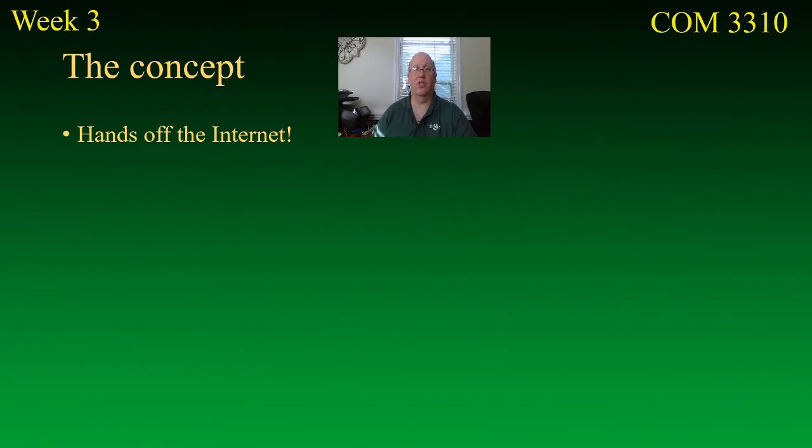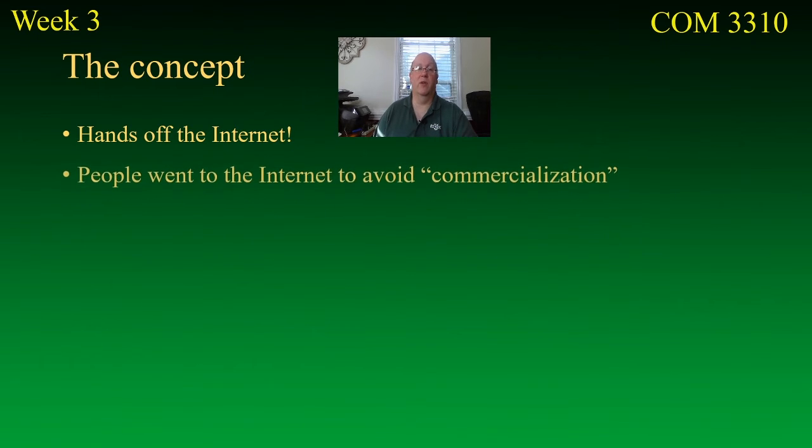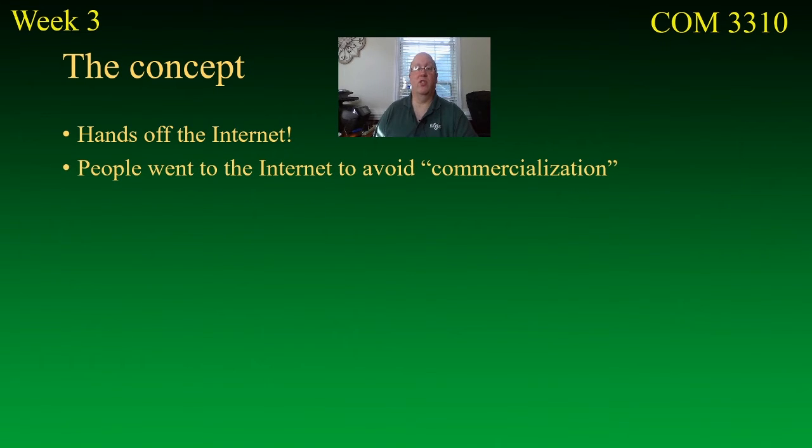They did not want to share it. They thought of it as a beautiful thing. They wanted it to be free. So people went to the internet to avoid commercialization. Basically, almost everybody, even quote-unquote capitalists or people who wanted to make money, always felt that the internet was different. That was where they went to get away from all that. That's where they went to share things.